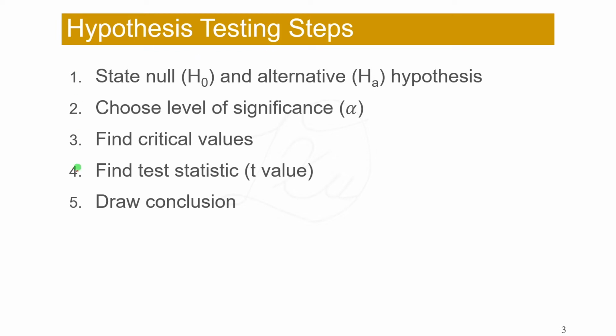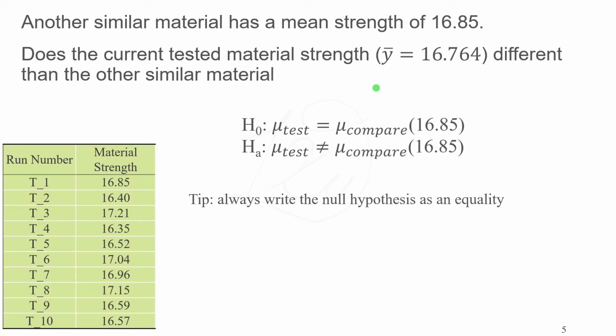There are 5 steps in hypothesis testing. The first step is to state the null hypothesis and the alternative hypothesis. We will start from step 1. Look at the question. We know the population mean strength of another similar material is 16.85. And for the current tested material, we only know the average of 10 test strengths, and the average is 16.764. And we don't know the population mean of the current tested material because we did not test all of them.